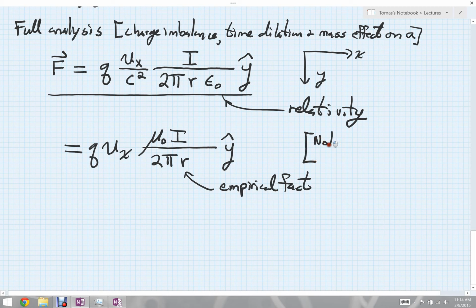Note, and that little secret is that this mu naught is not some new empirical factor from some new physical law. It's actually directly related to the electric field and the speed of light, because this is a relativistic effect. And when you compare the two equations, you see that mu naught actually must have exactly the value 1 over epsilon naught times c squared. Very good.